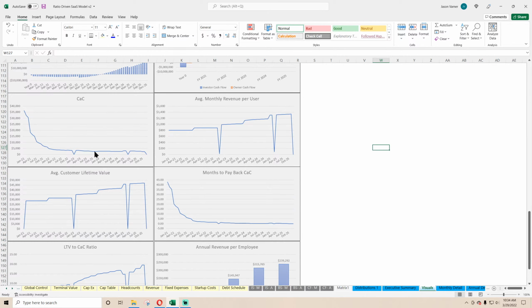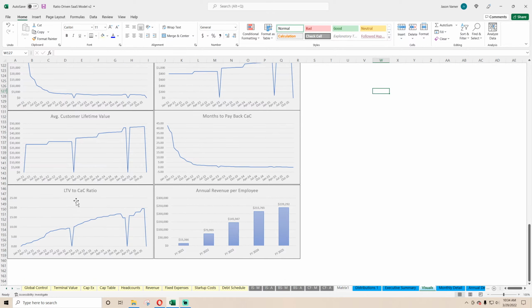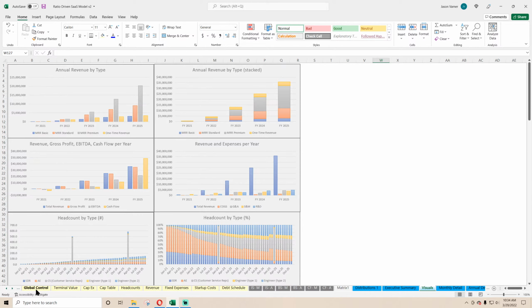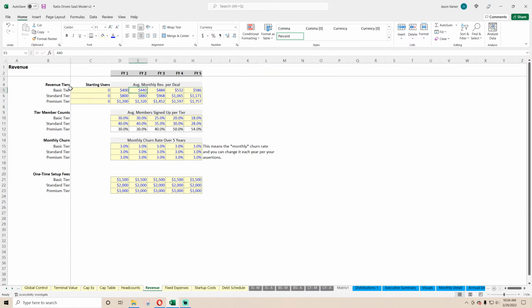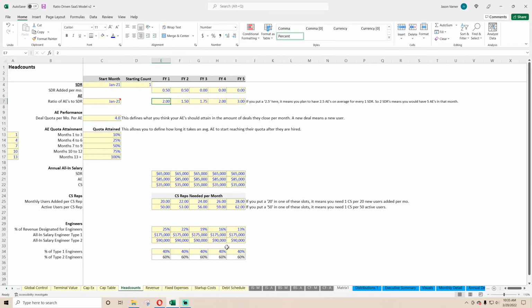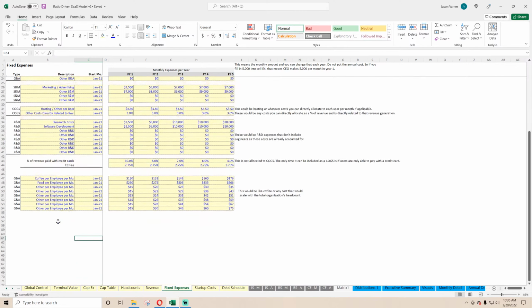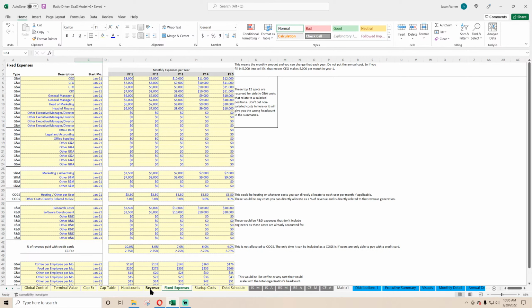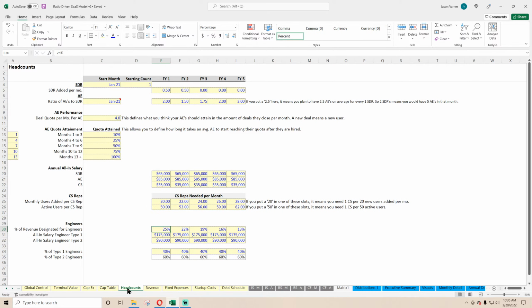Perfect, perfect. These are the advanced metrics like customer acquisition cost, average customer lifetime value, months to pay back the CAC, and LTV to CAC ratio. So all these are going to be based purely on your assumptions, these assumptions for revenue and these headcounts for growth and all that. Note, for engineering, instead of manually inputting it on the fixed expenses here, we actually did it as a percentage of revenue driver, and based on a salary, we can define the headcounts for engineering. And again, those will be available.